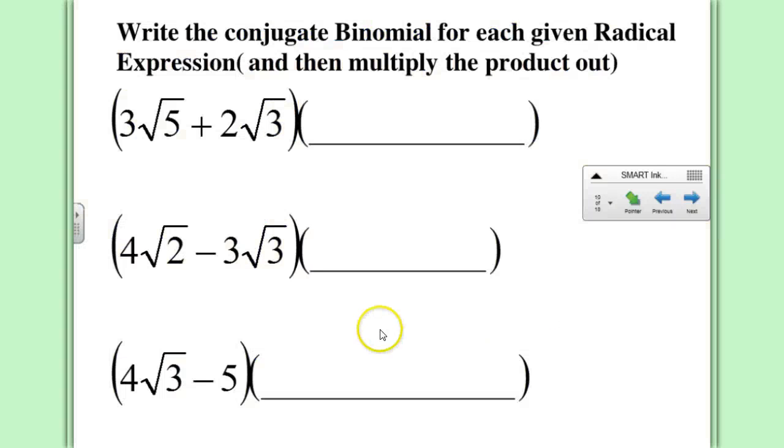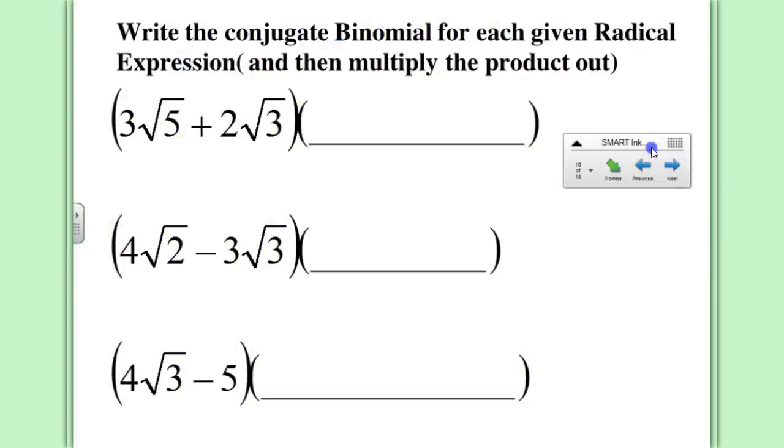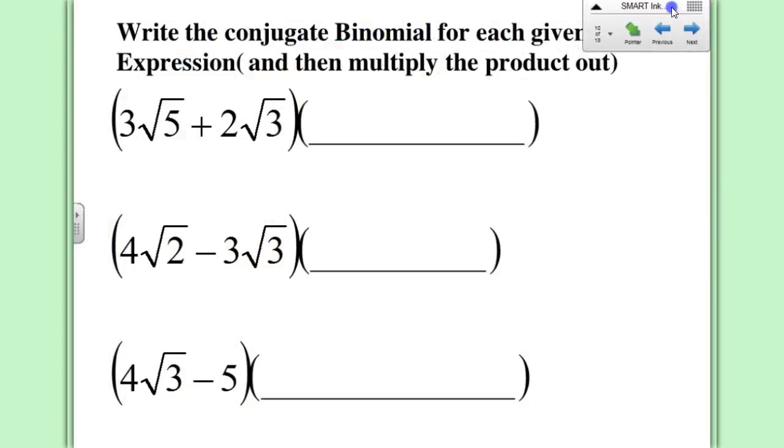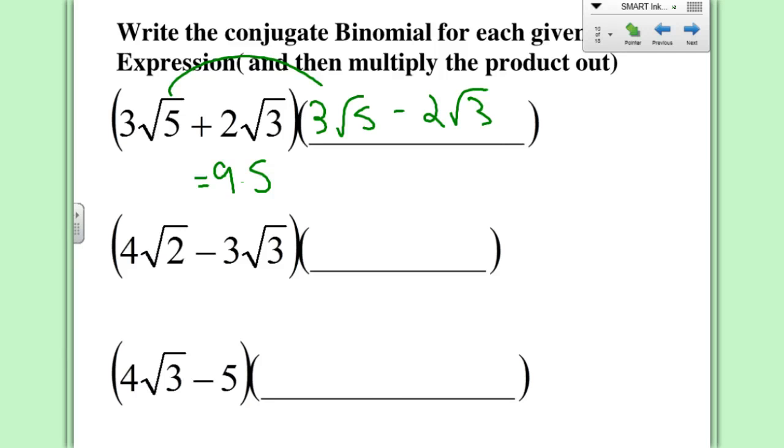Okay? So on the next slide, it's asking you, first off, you've got to write the conjugate and then multiply it out. Well, what's the conjugate of 3 root 5 plus 2 root 3? Well, that's 3 root 5 minus 2 root 3. I could FOIL it completely out, but I'm not, because I'm only going to multiply the first terms, which is 9 and 5, and the last terms, which would be minus 4 and 3. So I end up with 45 minus 12, which ends up being 33.